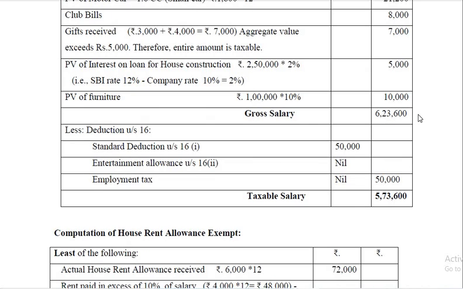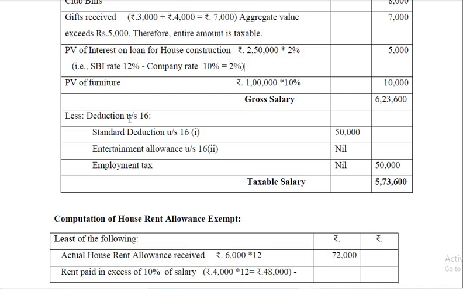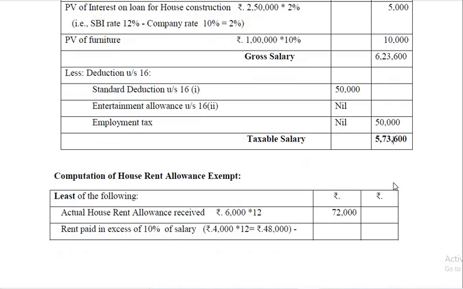Gross salary 6,23,600. Now the deductions under section 16. Section 16 subsection 1, standard deduction 50,000. Entertainment expense under section 16 subsection 2 nil. Employment tax actually comes under section 16 subsection 3. It is not given in this problem, so nil. So 50,000. And the taxable salary is 5,73,600. This will be included while computing the total income of the employee.